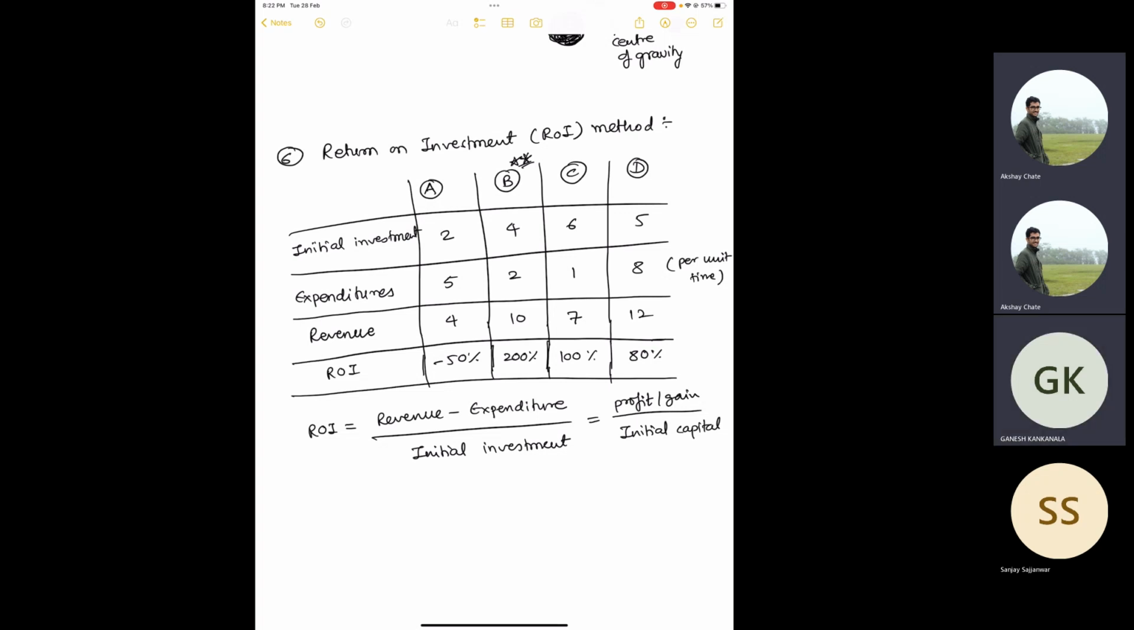Do you understand? Sorry sir, could you repeat again? So see here, B and C are the obvious choices, right? Because one is giving you 200% and the other is giving you 100%. But these numbers are for 1 year, right? What if I ask you what will happen after 10 years? Which site will be better?